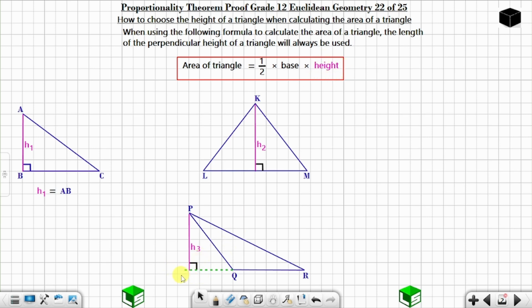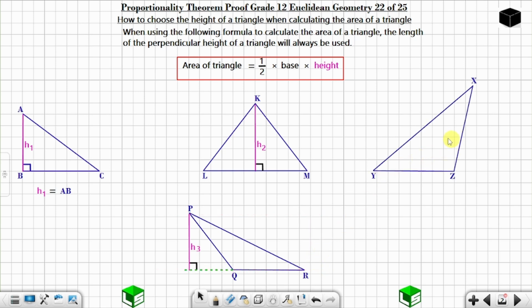You can also draw a line that coincides with the base, and you draw another line parallel to this line passing through P. Now this line perpendicular to this line can also be considered the perpendicular height to be used in this formula, or this line, or this line, as long as the line is between the two parallel lines and the line is perpendicular to one of the lines. Okay?